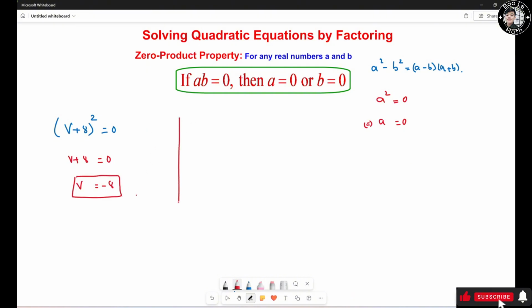Now, the next example, if you have (k minus 4) altogether squared equal to 0, you do exactly the same thing. You only need k minus 4 equal to 0, right? And then k equals 4, and this is one solution.